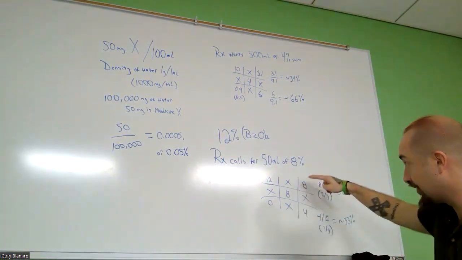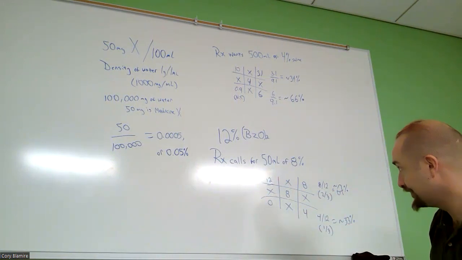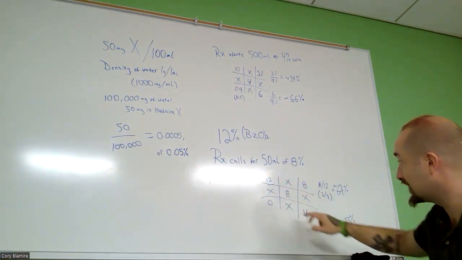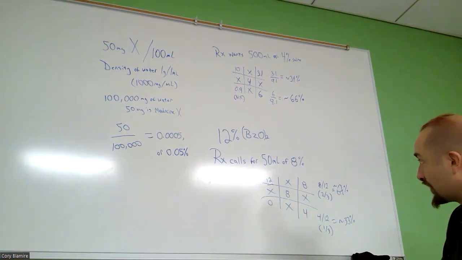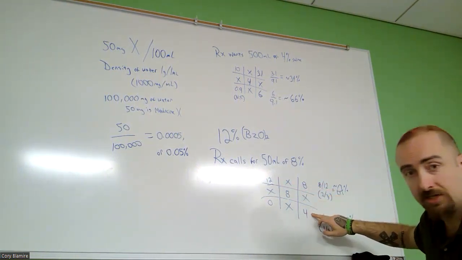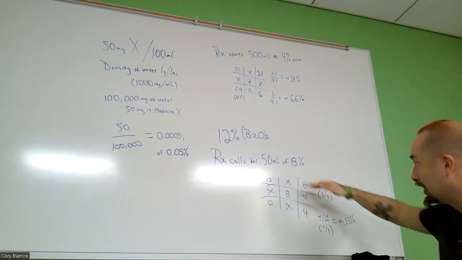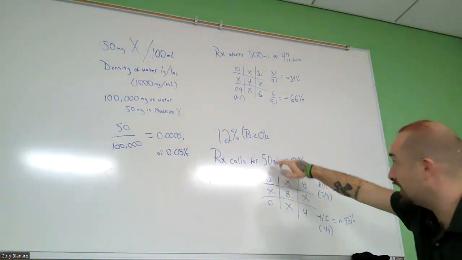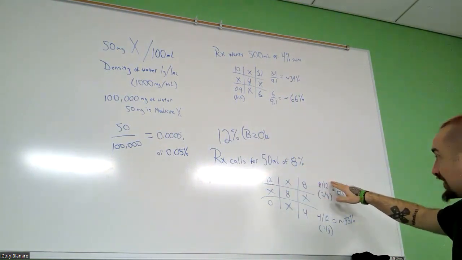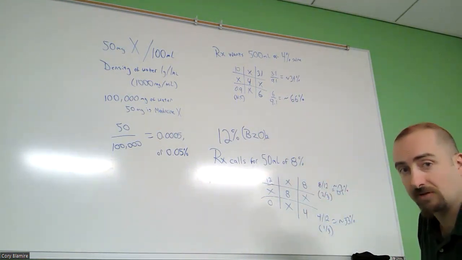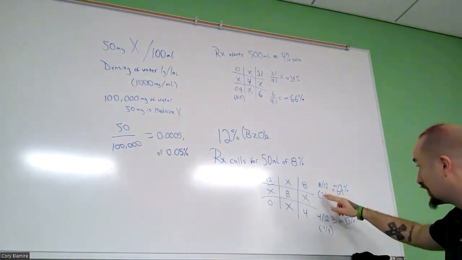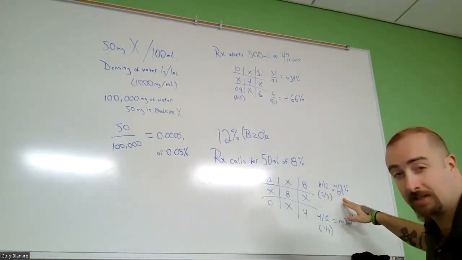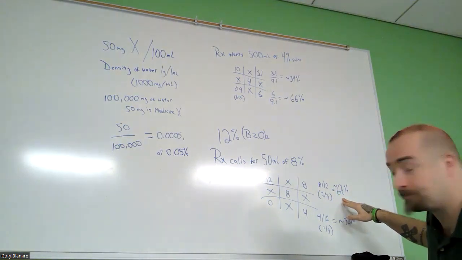So we just do our standard cross subtraction. Difference between 0 and 8 is 8. Difference between 12 and 8 is 4. Okay, so we have 8 plus 4 is 12 parts in the whole. On this top line, our 12% concentration of benzoyl peroxide, we're using 8/12, 8 parts of 12 total parts. Okay, and that reduces down to 2/3, which we know rounds to about 67%.